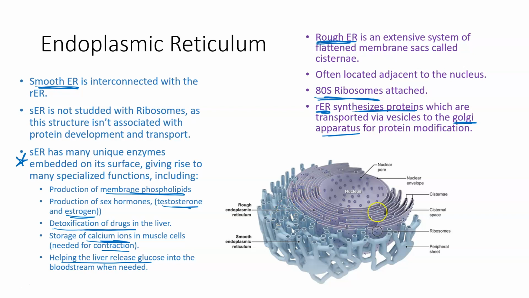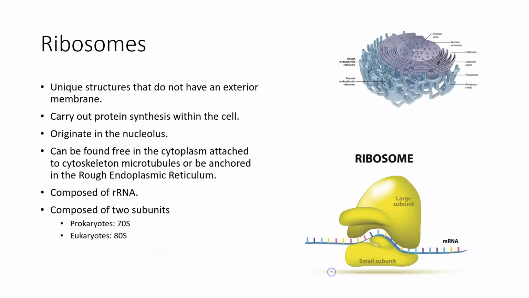Notice that half of the ER is rough and half of the ER is smooth. That does not mean that in all cells 50% of the ER is devoted to rough and 50% of the ER is devoted to smooth. It just means that whether the cell needs to take on more of a protein production role or a lipid production role will significantly influence the proportion of that cell that is devoted to either one of those ERs.